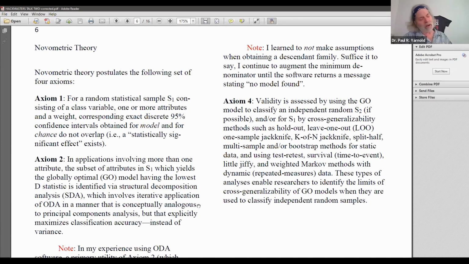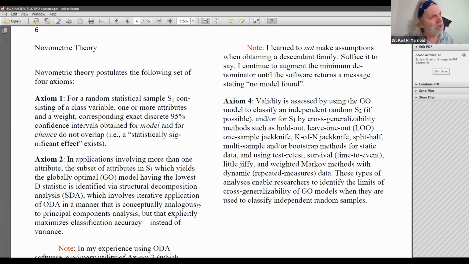The first axiom is that it's statistically significant, but that's not enough. It's that you have an exact discrete confidence interval for the model, which lies outside of the corresponding interval for chance. And figuring out how to do that was a tremendous innovation, because point estimates don't capture what happens. We want to know what 95% of the point estimates will be.